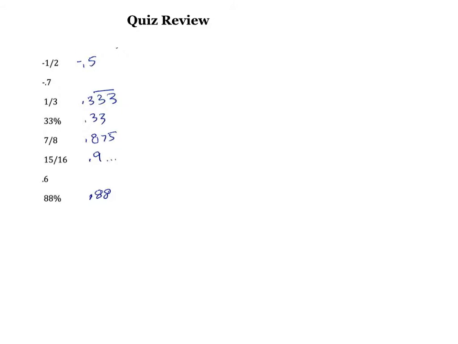And again, 7 divided by 8 gives us 0.875. 15 divided by 16, I just wrote 0.9 because I don't really care what comes after the 0.9. 0.9 tells me enough to know where to place it in sequence with the other decimals. 0.6, and then 88% equals 0.88.